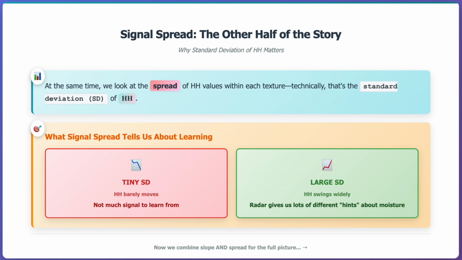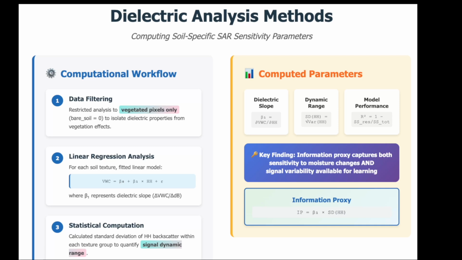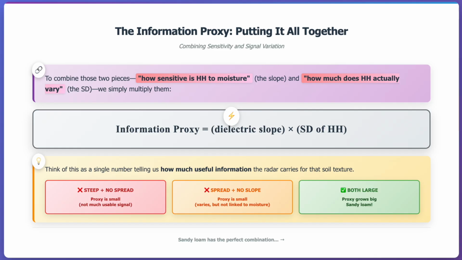So if we combine these two, the slope, how sensitive the backscatter is to the soil moisture, and the standard deviation, we get what we call the information proxy, which I call IP here. It is the dielectric slope times the standard deviation of the backscatter. We can think of this IP as how much useful information the radar backscatter carries for that soil texture in the vegetated zone. If a texture has a steep slope but almost no spread, then the proxy is small. It's not a usable signal. If it has a huge spread and almost zero slope, it's a flat line. Again, it's small because the radar varies, but not in a way linked to the moisture. Maybe it's noise. So if both slope and spread are fairly large numbers, we can say that this is the information.